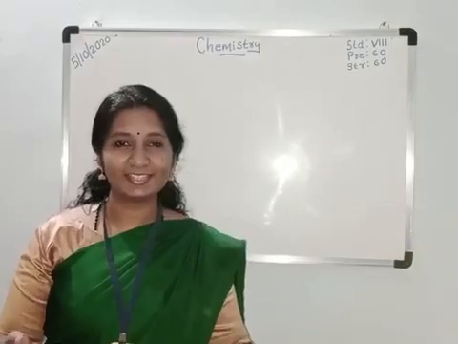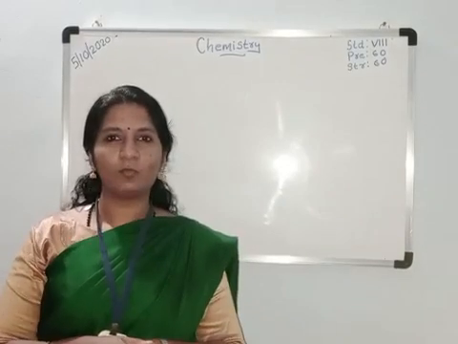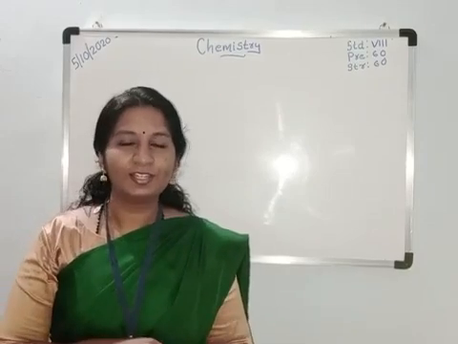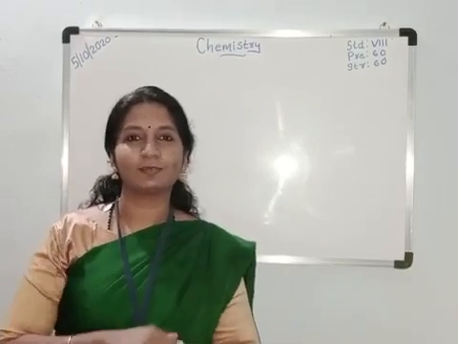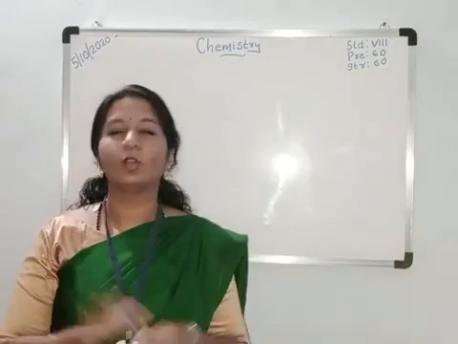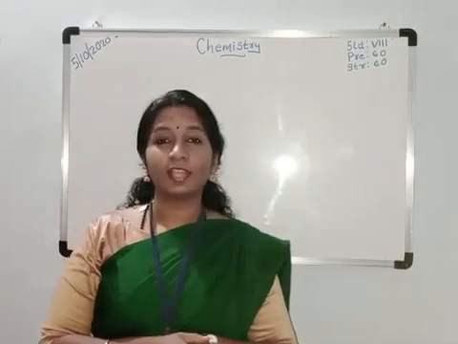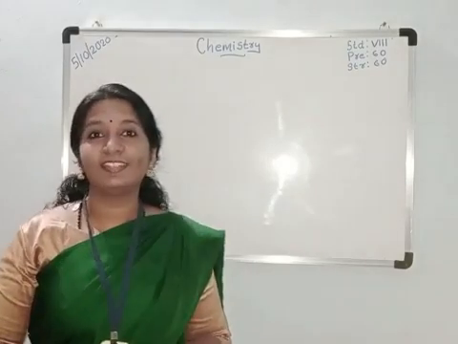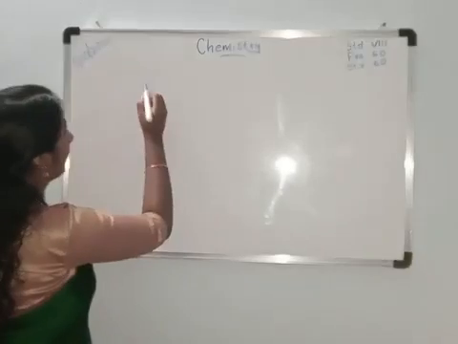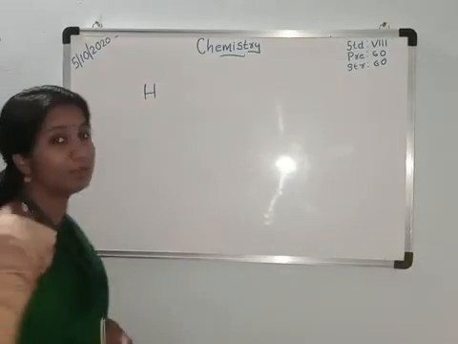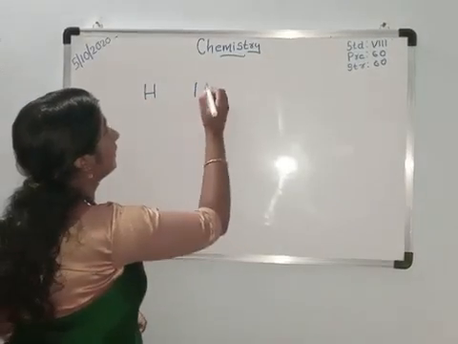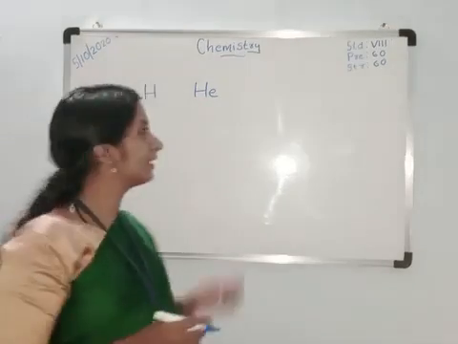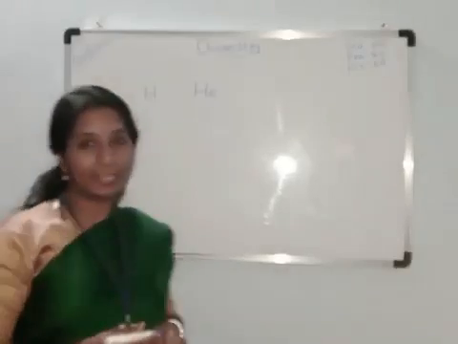Are you ready to revise it? Then, what is an atom? Atom is the smallest particle of matter. Very good. Then, can you say the symbol of hydrogen? Yes, the symbol of hydrogen is H. Then what about helium? That is He. Hydrogen symbol is H and that of helium is He.